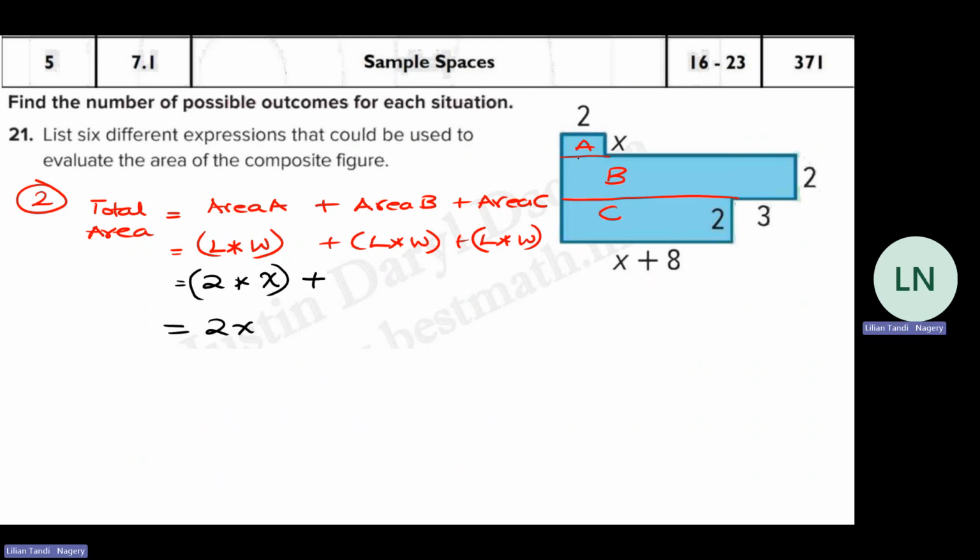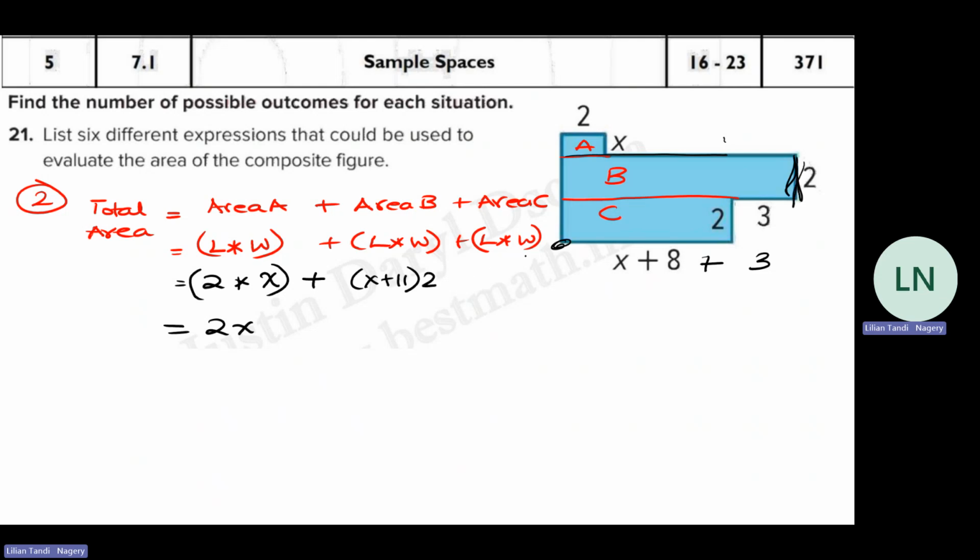Plus, now what's the distance from here all the way here? Already I have 8. X plus 8 is from here to here. This distance is x plus 8. So what is this distance? 3. Okay? The distance from here to here will be x plus 8 plus 3. So that will be x plus 11. And then now I want the width, which is this part here.